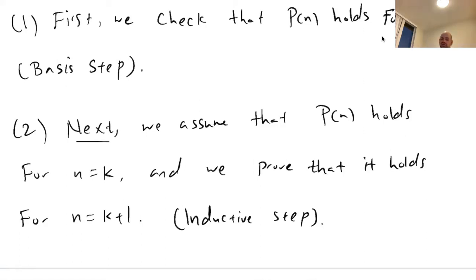So once it's true for n equals 3, it will be true for n equals 3 plus 1, which is 4. And then it will be true for n equals 5, and so on. So it will be true for every n, so that's why the principle of mathematical induction says that once you complete these two steps, we can conclude that P of n holds for every natural number n.